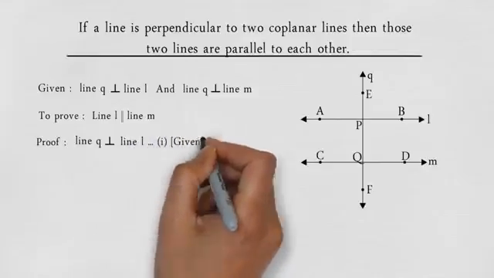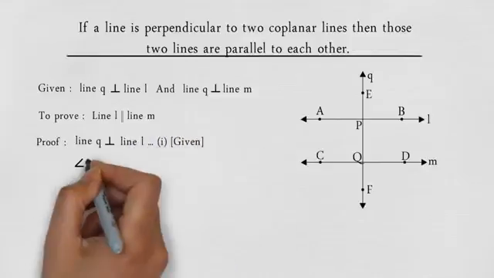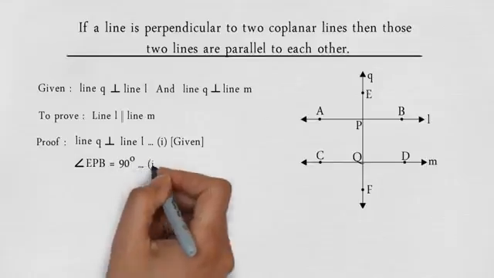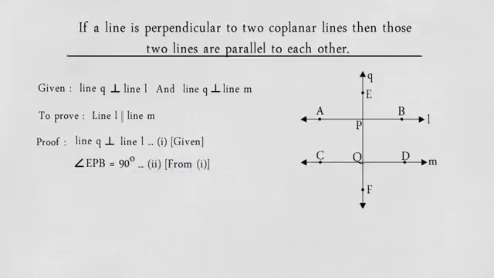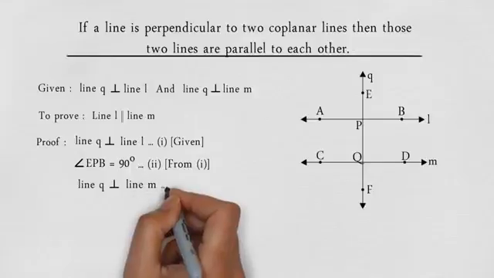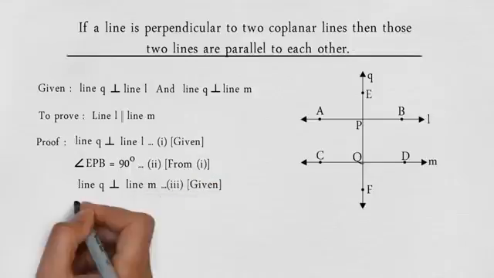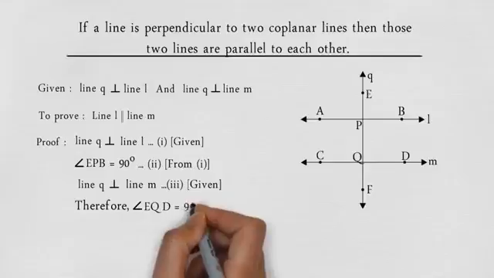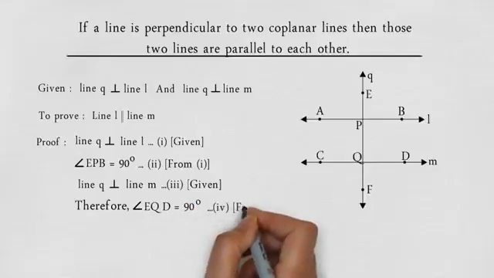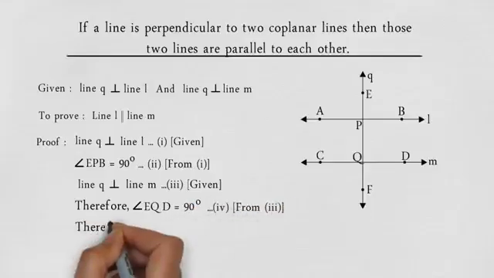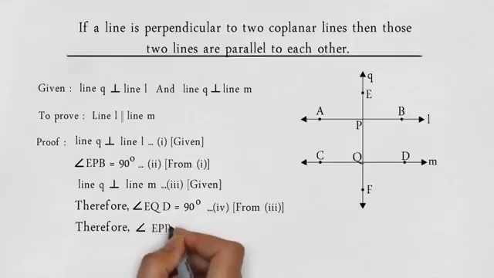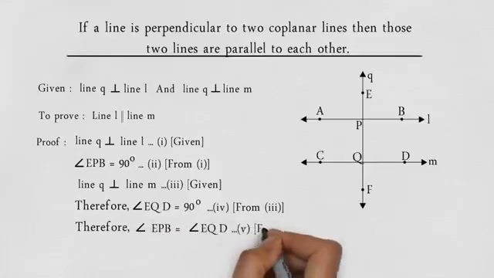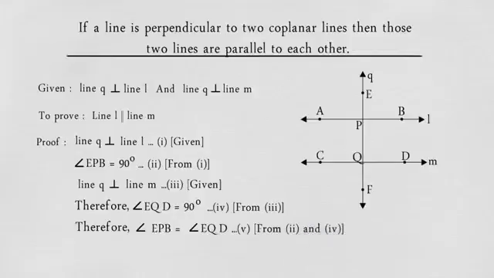Proof. Line Q is perpendicular to line L. Given, therefore, angle EPB is equal to 90 degrees. We get this from point 1. Line Q is perpendicular to line M, which is given. Therefore, angle EQD is equal to 90 degrees. We get this from point 3. Therefore, angle EPB is equal to angle EQD. We get this from point 2 and 4. Therefore, line L is parallel to line M.